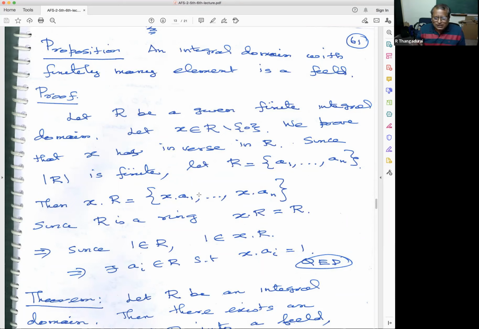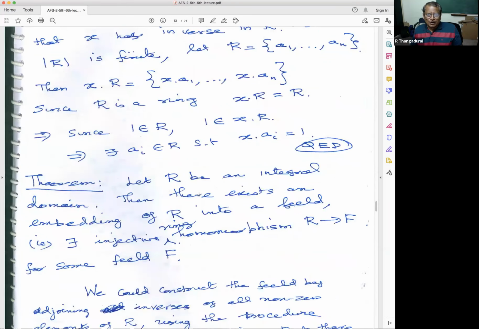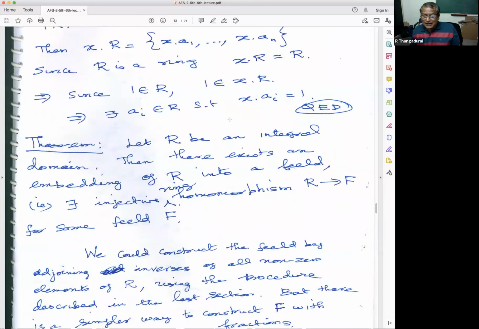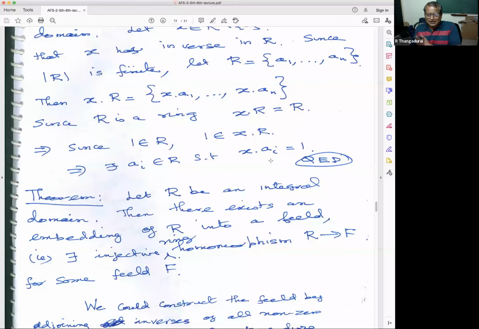Since 1 belongs to R, 1 belongs to x·R also. It means 1 can be written as x·ei for some ei. That means x has a multiplicative inverse. So this means any finite integral domain is a field. Okay, it's needed later.